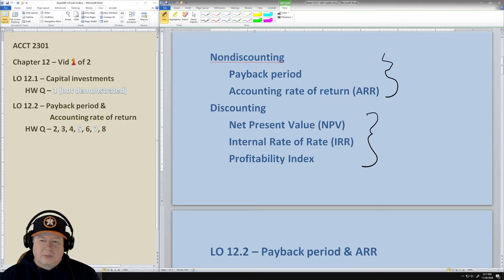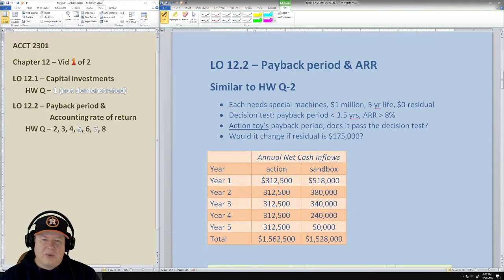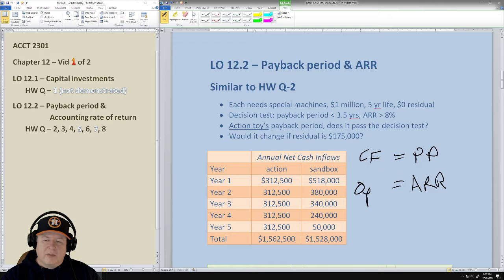Okay, so let's take a look at the first one here. It's important to notice that here we are actually talking about cash flows. And with payback period, we'll talk about cash flows, and with the accounting rate of return, we're more interested in the operating income.